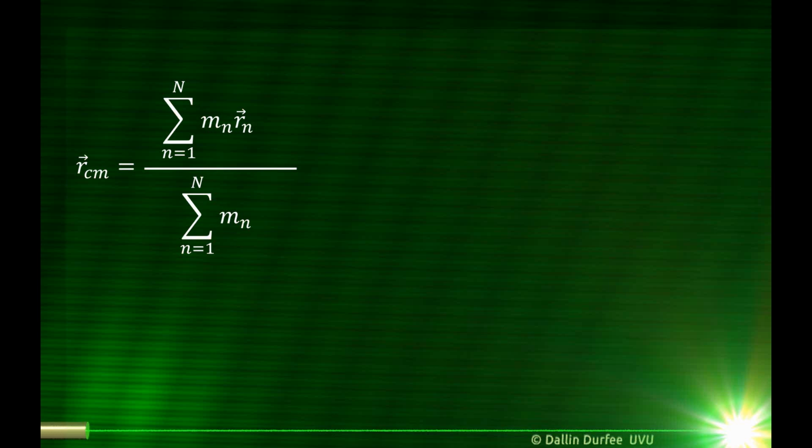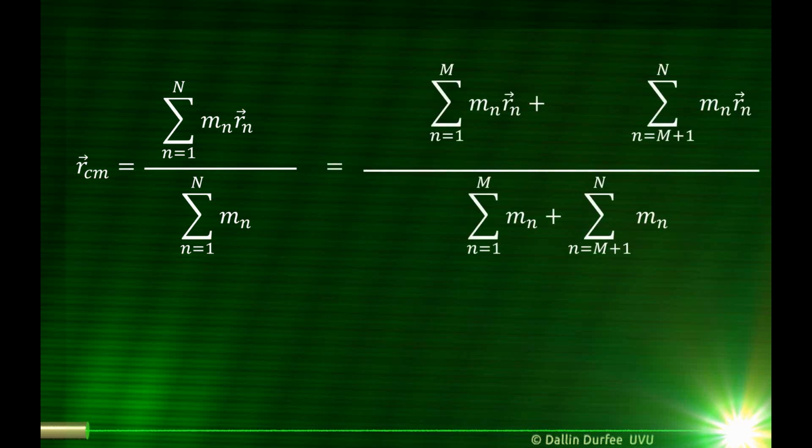Now here's a little cool thing that I'm going to show you that can help you when you work homework problems. The location of the center of mass of a bunch of particles is just the sum of their masses times their positions divided by the sum of their masses. Well, let's break these sums up into two pieces: a sum from n equals 1 to m, and then another sum from n equals m plus 1 to n.